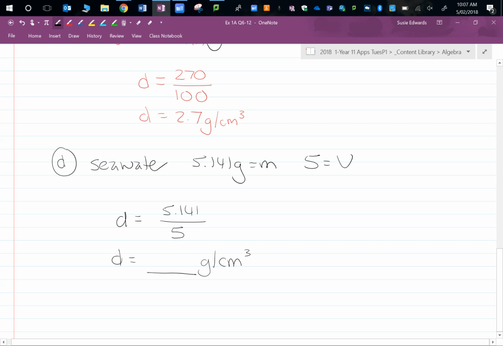You just put that in your calculator. I haven't got my calculator on me at the moment, so if someone needs to find it, or we'll just leave it like that. It's fine. Does everybody understand that? So it's exactly the same as A, B, and C.